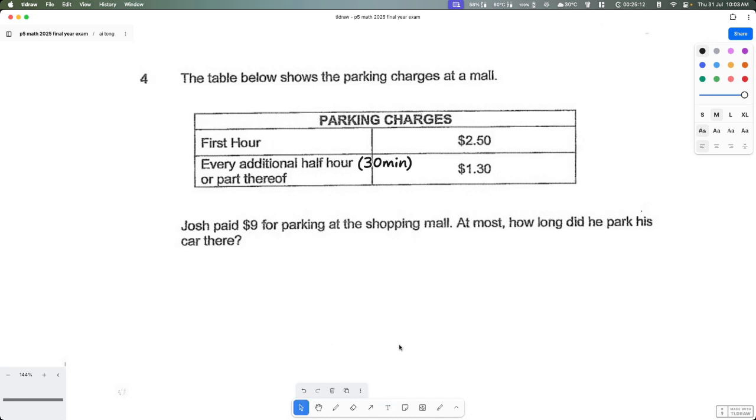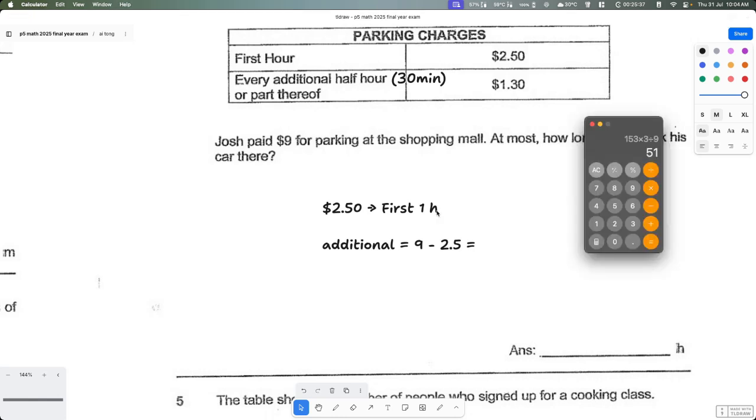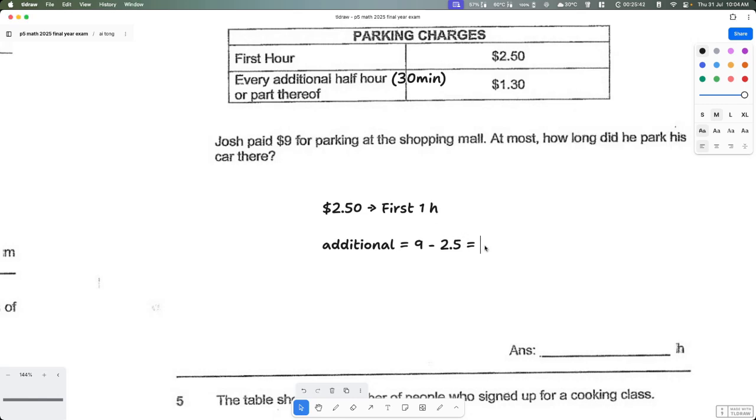Okay, so we know that the first 1 hour he already put $2.50. So this is compulsory, right? So we are left with the additional, which is basically 9 minus 2.5. This will give us 6.5. Okay, $6.50.